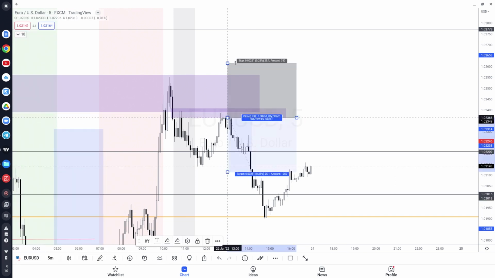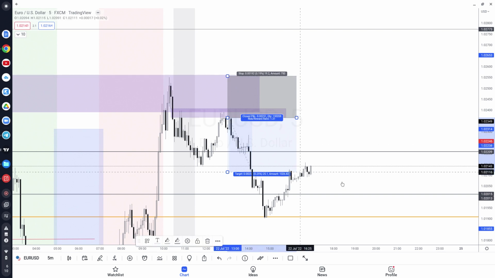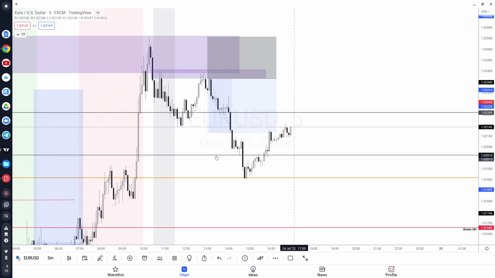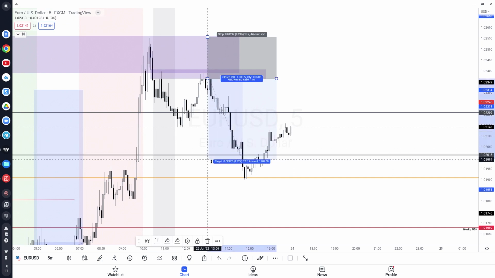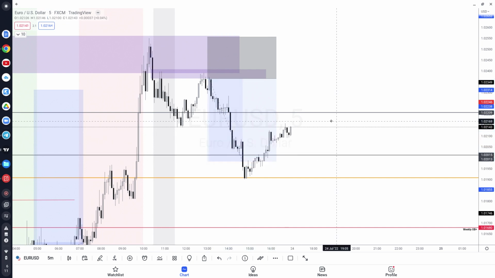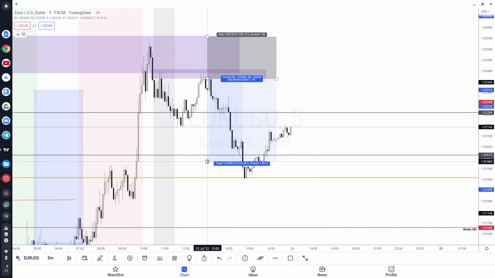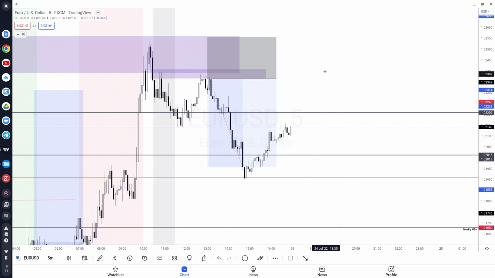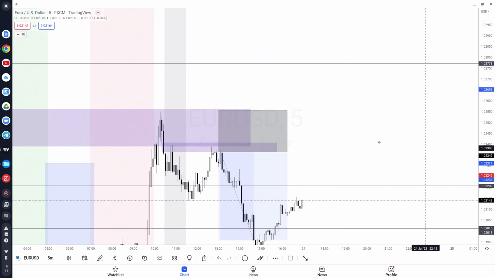Bingo. Right above that high. And then I would probably target this fair value gap here. Boom. Okay, so it's like a 1 to 2. Just keep in mind it's counter trend, so you shouldn't even expect much out of it at all.